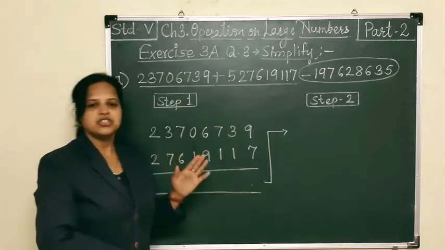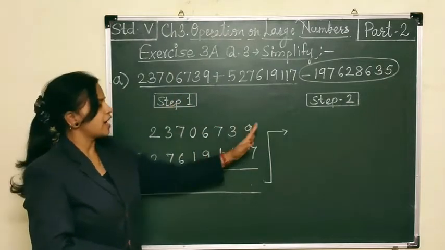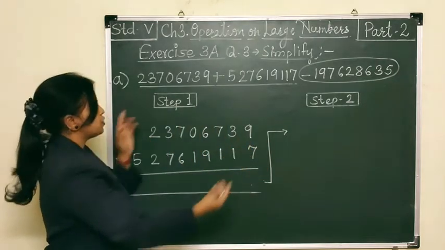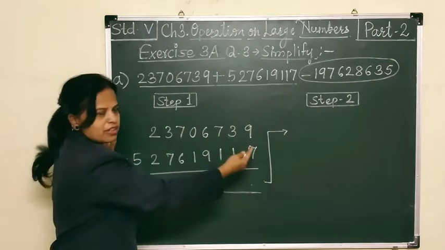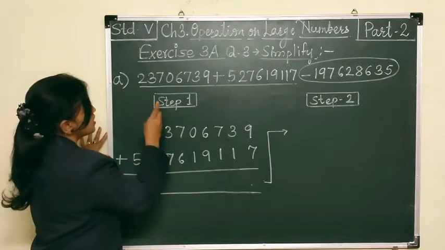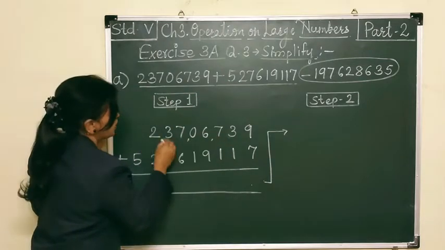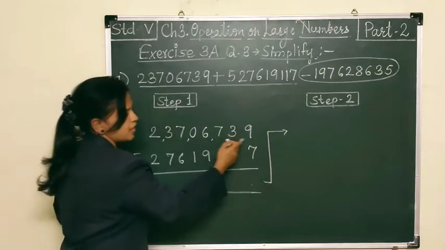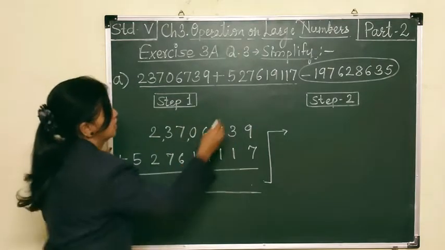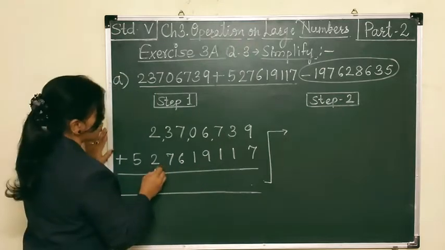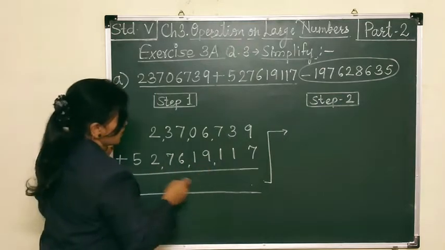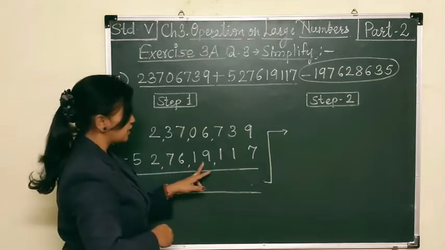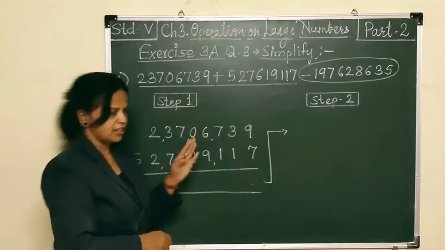When you are arranging large numbers, start writing them from the extreme right side so that there will be no confusion. The first number you can write in the regular way. I have written it here. How can we read it? 2 crore 37 lakh 6,739 plus. If you observe the next number, this is 52 crore 76 lakh 19,117.